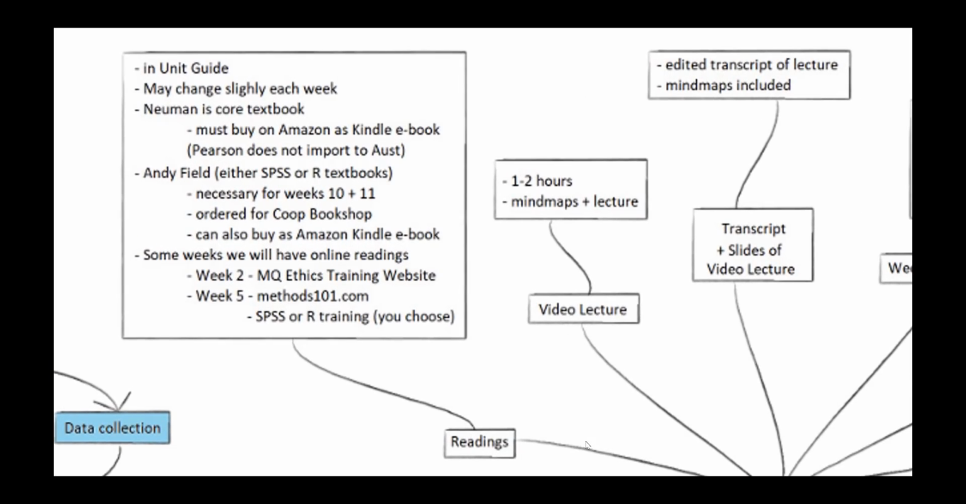The core textbook is Newman. I think it's the Pearson International Edition, but actually the first and second editions are both identical, so just get either one. The thing is that Pearson, the publisher, doesn't import this textbook to Australia, so instead you can either try and buy secondhand online. You could buy it from Amazon, but again it's going to be expensive as a paper copy, or you could buy the Kindle ebook for about $40.